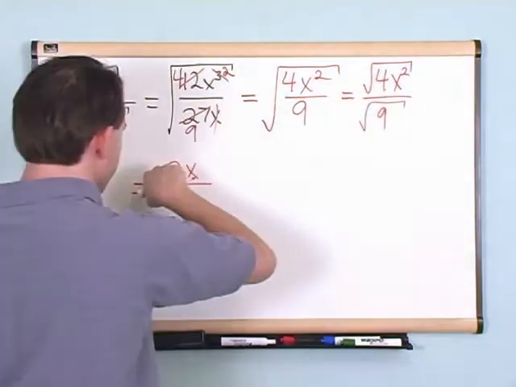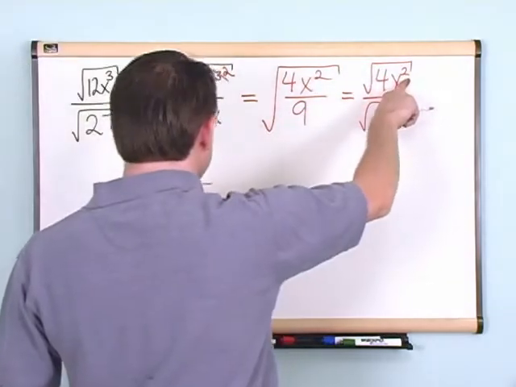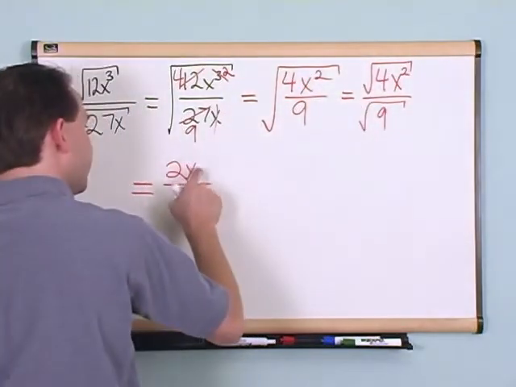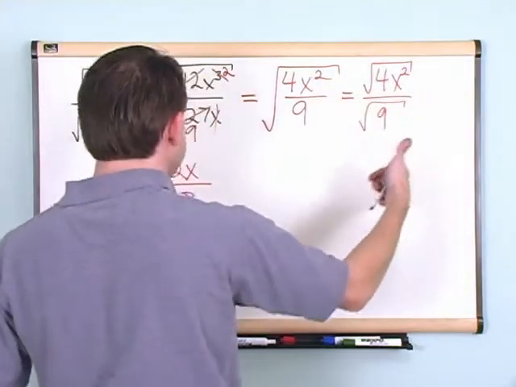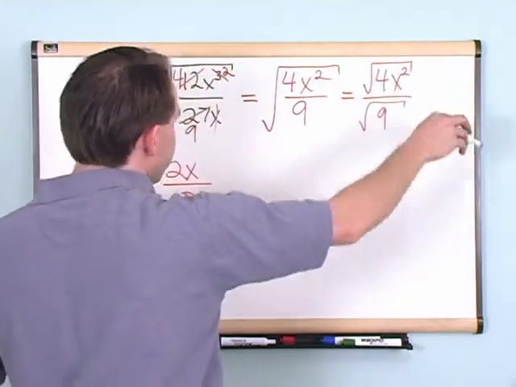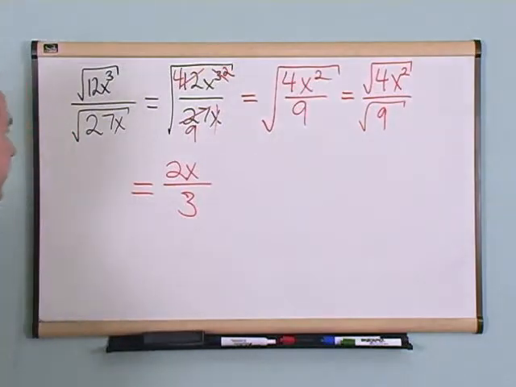And if you're confused or wondering why this has worked out, it's because the square root of 4 is 2. The square root of x squared is x. If you think about it, 2 times 2 gives me 4. X times x gives me x squared, so that checks out. 3 times 3 gives me 9. You could also do the trees and all that stuff, and that'll work out just fine. You'll see this is the answer.